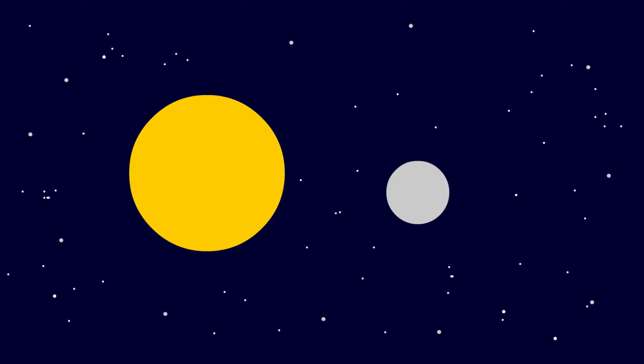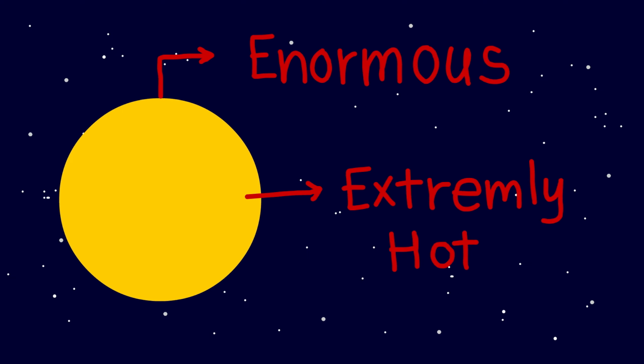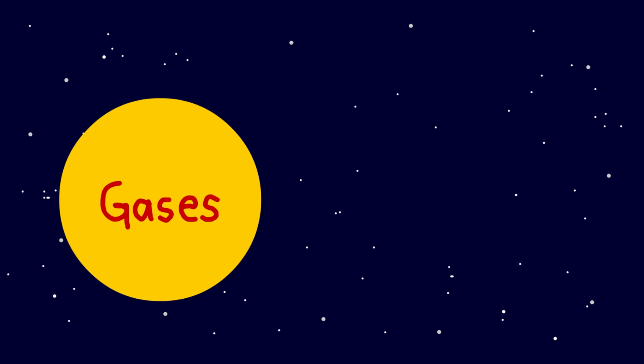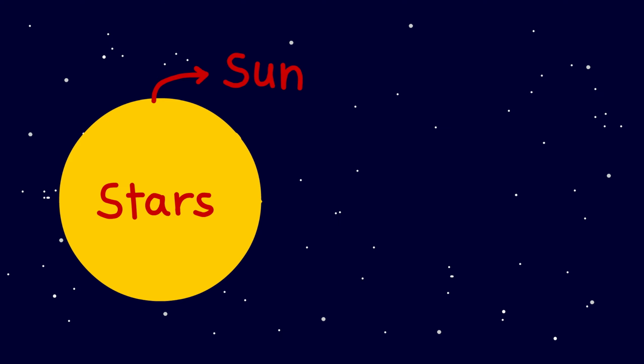The sun, moon, and any other objects that appear in space are called celestial bodies. Some celestial bodies are enormous and extremely hot. Gases make up their composition. They produce a great deal of heat and light on their own. Stars are the names given to these celestial bodies. Our sun is also a star.